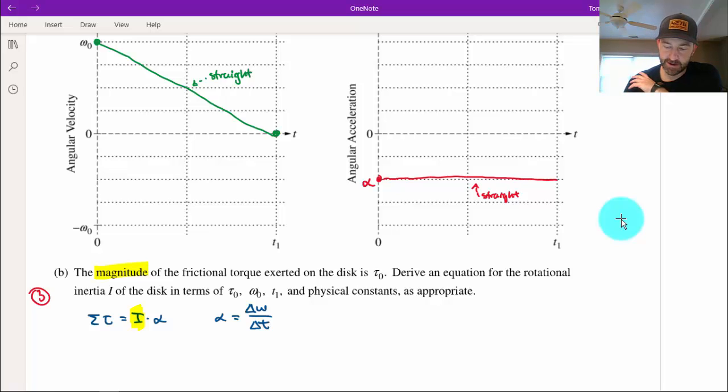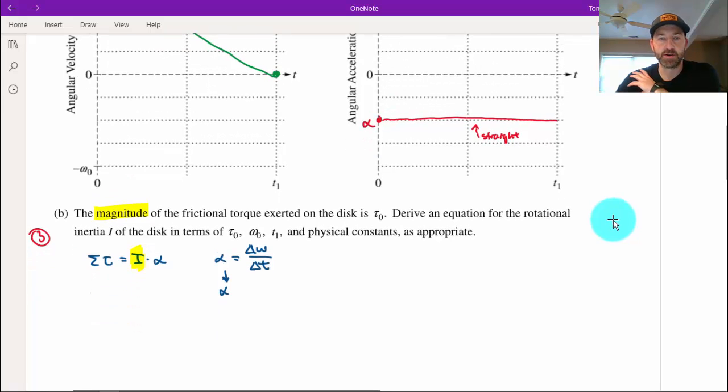So we can say that our alpha, because our alpha is going to slow us down, and our delta omega is going to be technically final velocity 0 minus initial angular velocity omega naught. We can just call it omega naught on the top.